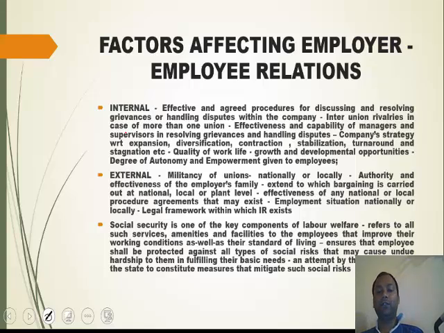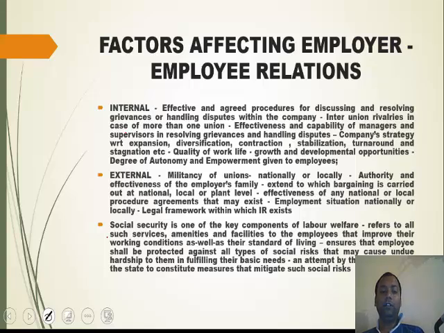Quality of work life, growth and development opportunities in the company, and the degree of autonomy and empowerment given to employees. Now, external factors constitute militancy of unions, nationally or locally; authority and effectiveness of the employers' federation; extent to which bargaining is carried out at the national, local or plant level; effectiveness of any national or local procedure agreements that may exist; employment situation nationally or locally; and the legal framework within which industrial relations exist.